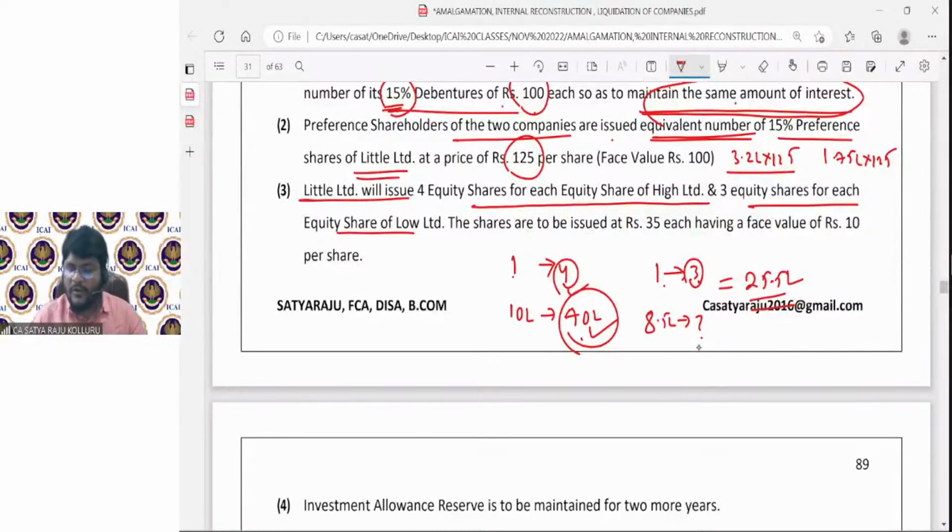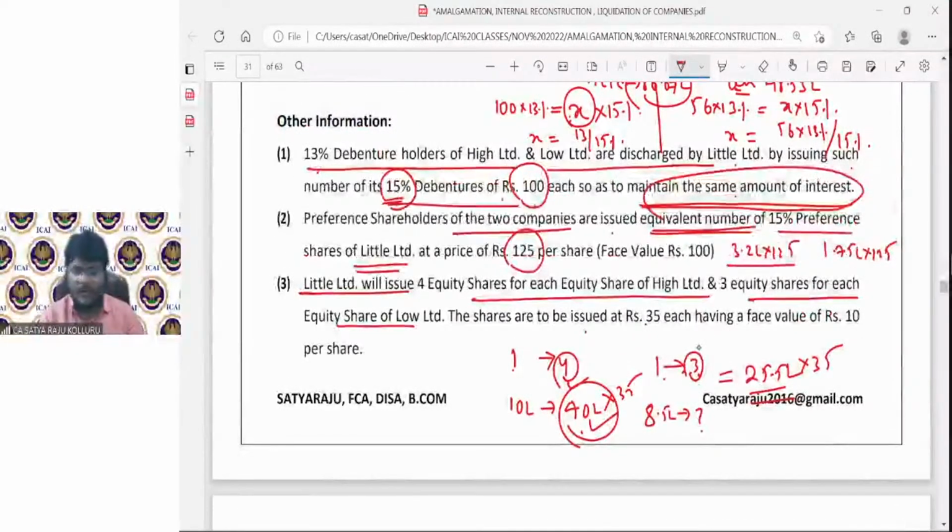Now for this, what do I need to do? These shares are to be issued at 35 rupees each, so multiply with 35. Then I know the worth of equity shares that need to be issued to High Limited and Low Limited. Now let me know all of you with this information. Method of PC, net payments method, no doubt about it.